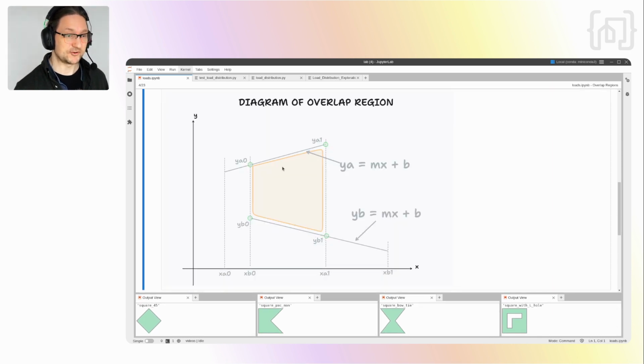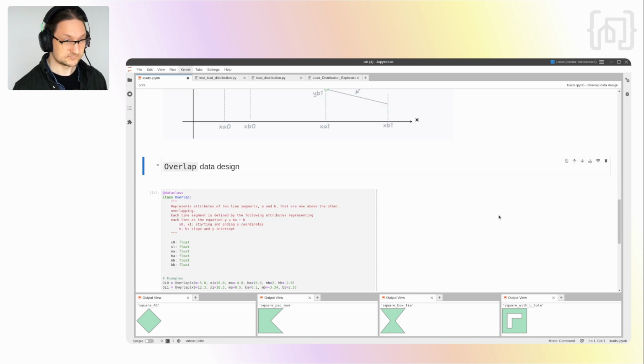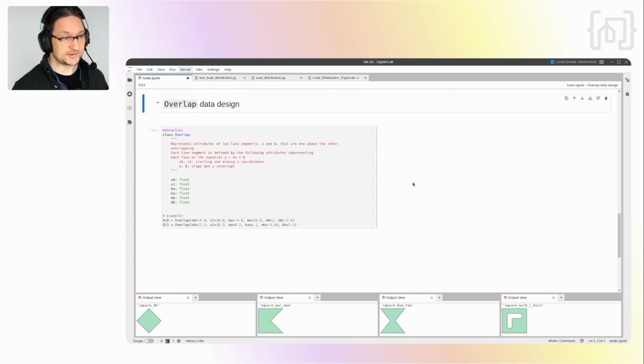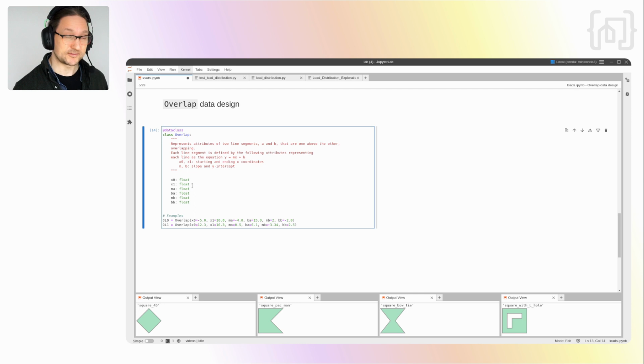So this is the overlap region. We've got some line A and some line B, and the extent of the overlapped region of these two lines is defined by the start of line B and the end of line A, so between XB0 and XA1. This is the data type that I designed for my overlap. I'm going to be containing the information about X0 and X1, the start and end points of the overlap region, along with the slope and y-intercept of line A above, and the slope and y-intercept of line B below.